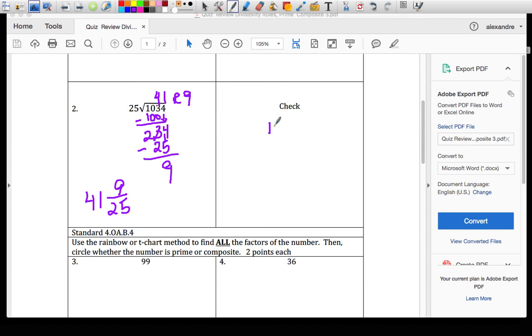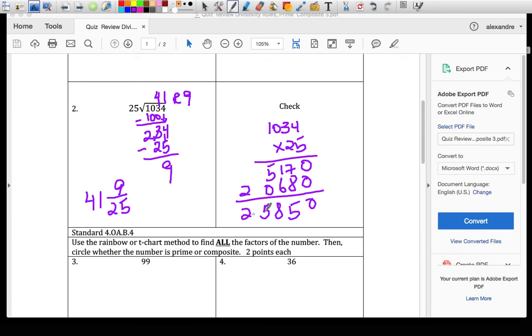Okay, your check, if you wanted to: 1,034 times 25. So 5 times 4 is 20, goes 2, 15, 17, and 5. Move on over. 2 times 4 is 8, 2 times 3 is 6, 2 times 0 is 0, 2 times 1 is 2. Don't forget we have to add that 9, and I'm doing something wrong. No, I should have multiplied 41 times 25. I have no idea why I'm multiplying those two. My apologies. Let me just go back.